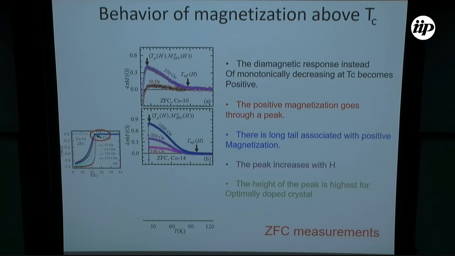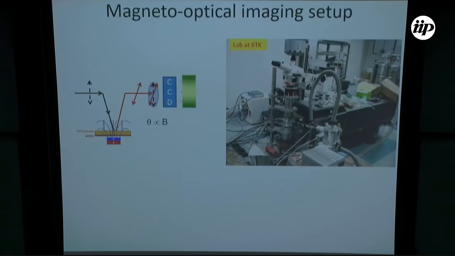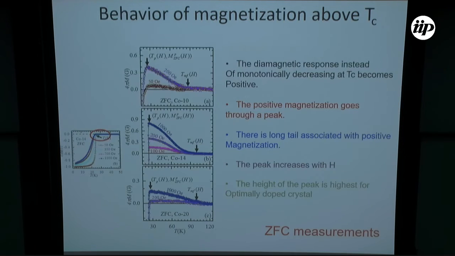You can see similar effects in the underdoped as well as the overdoped regime, though the effect is smaller there. It is strongest in the optimally doped sample, which has the highest TC. It's present in both of them. It's a very small signal, but if you compare the two, I will show you the comparison later on. So we were actually puzzled: what is this effect? Why does it go from a diamagnetic to a paramagnetic signal, and then have such a long tail which extends over a very long temperature window?